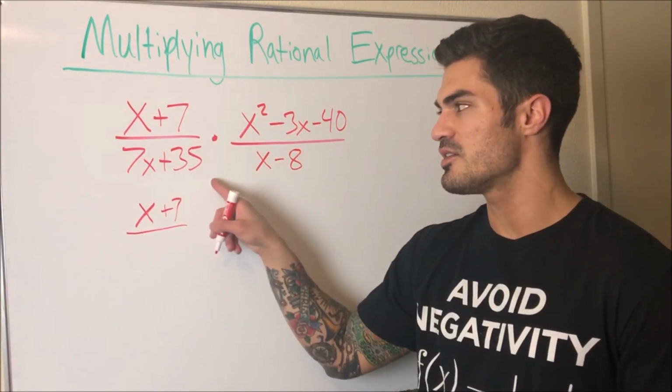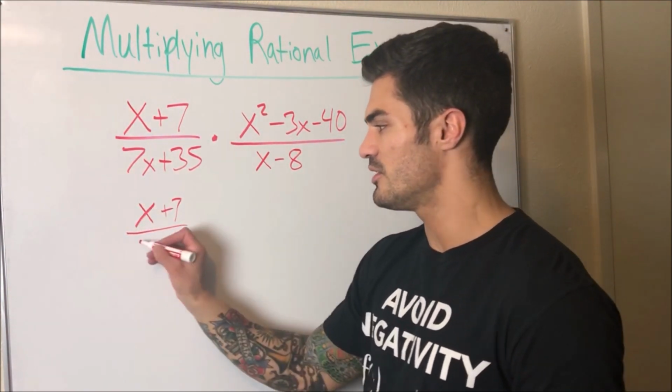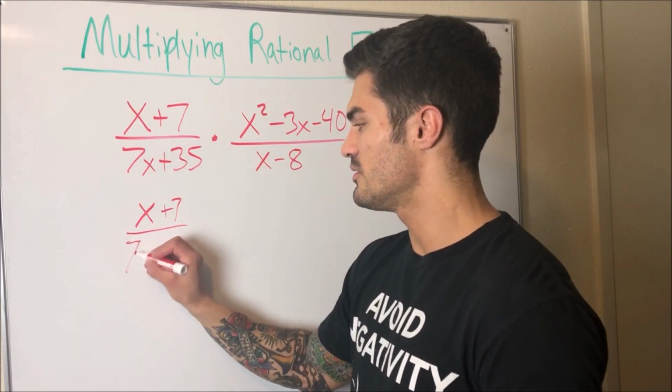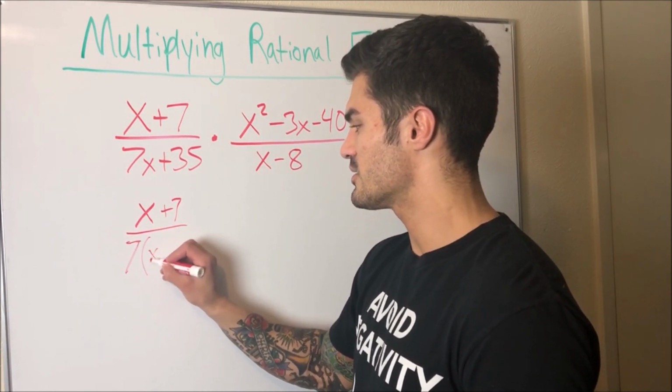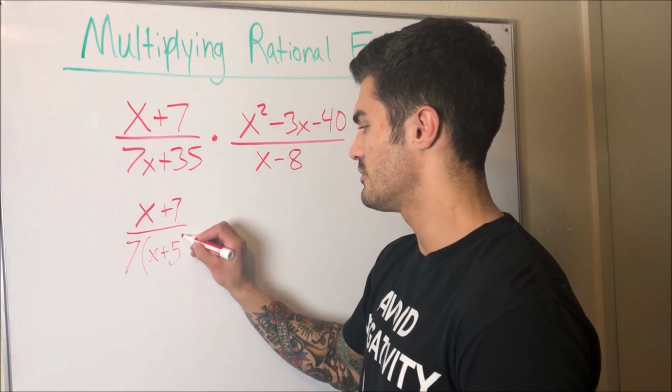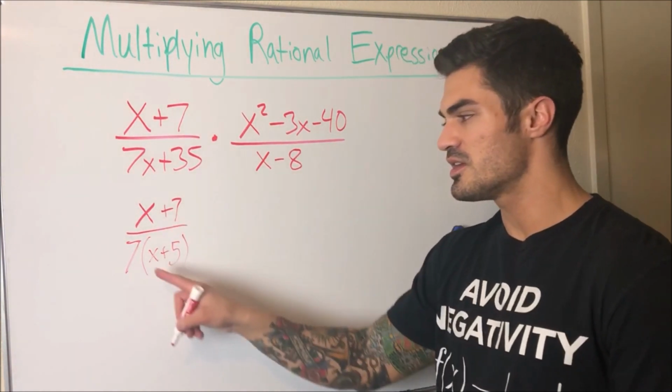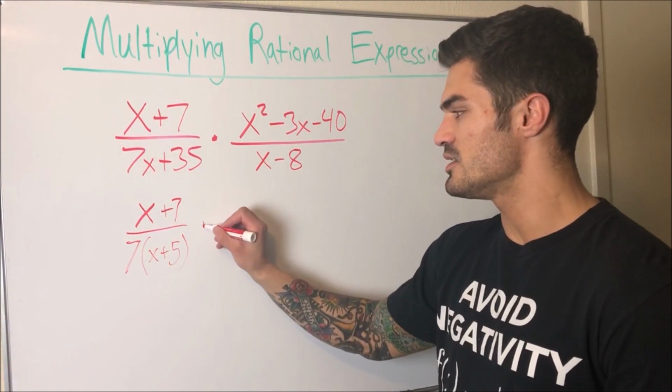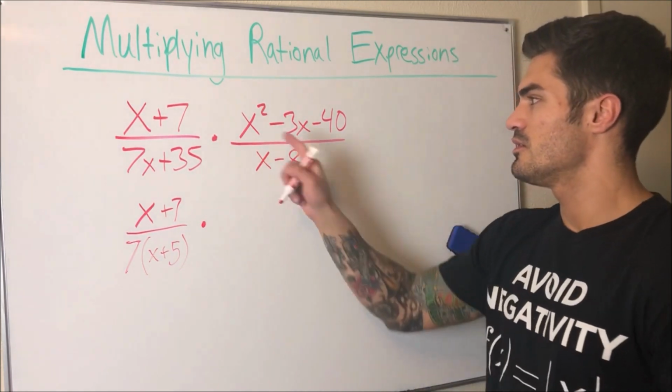In this case, I can take out a 7 in this denominator here. So I can take out a 7, and I am left with x plus 5. Right, and this is as factored as that will get. So let's see, times x squared.